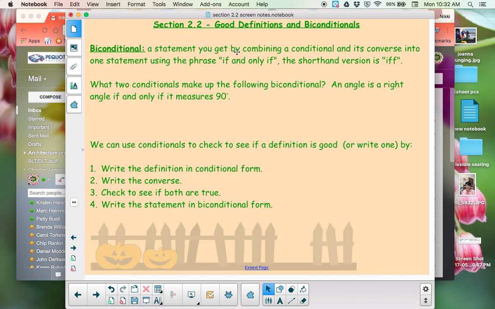A biconditional is a statement that you get by combining the conditional and its converse into one statement. So instead of saying if, then, and then saying if, then the other way, you make one statement and you put the phrase if and only if, usually in the middle, but it can be on either end if you want. The shorthand version of if and only if is IFF, so if your hand gets tired and you don't want to write if and only if, you can just write IFF.